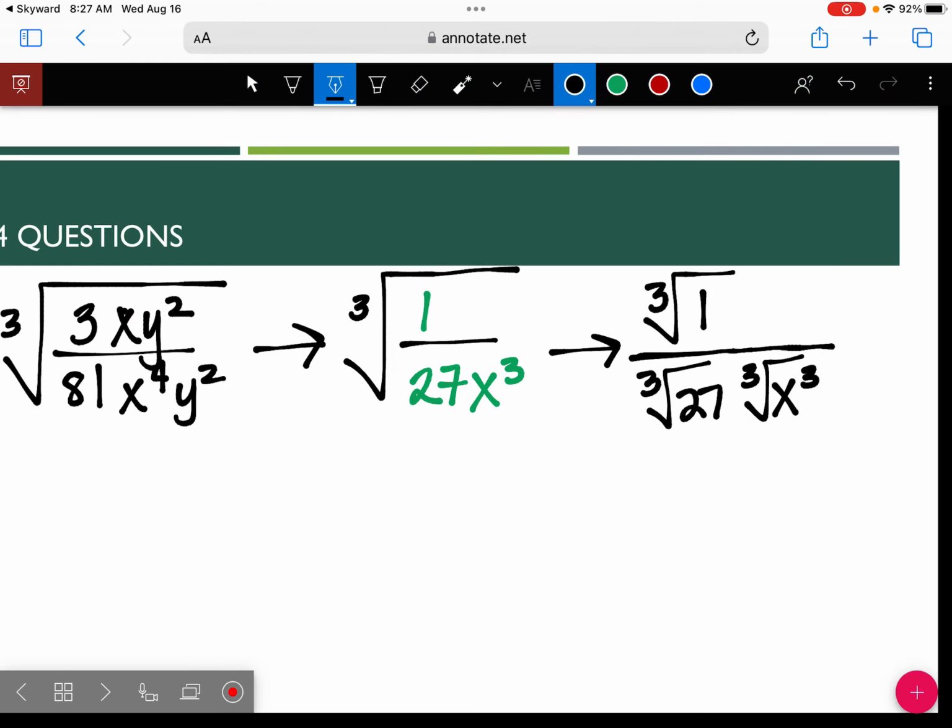And all of these are perfect cubes, so it should be pretty simple from here. What do you think the cube root of 1 is? What can I multiply against itself 3 times to get 1? 1. So my numerator is 1.